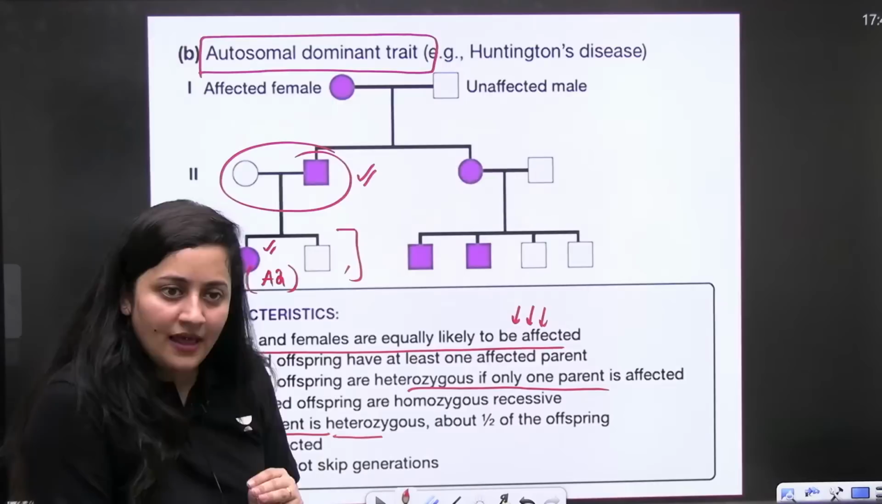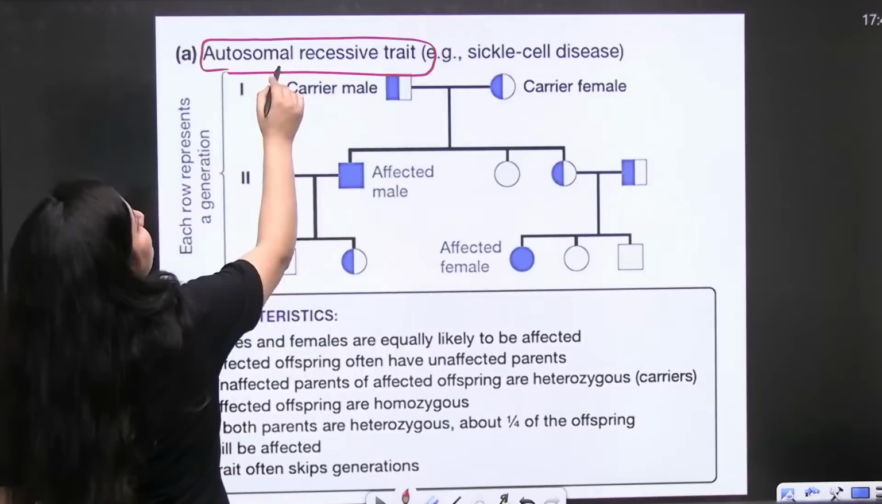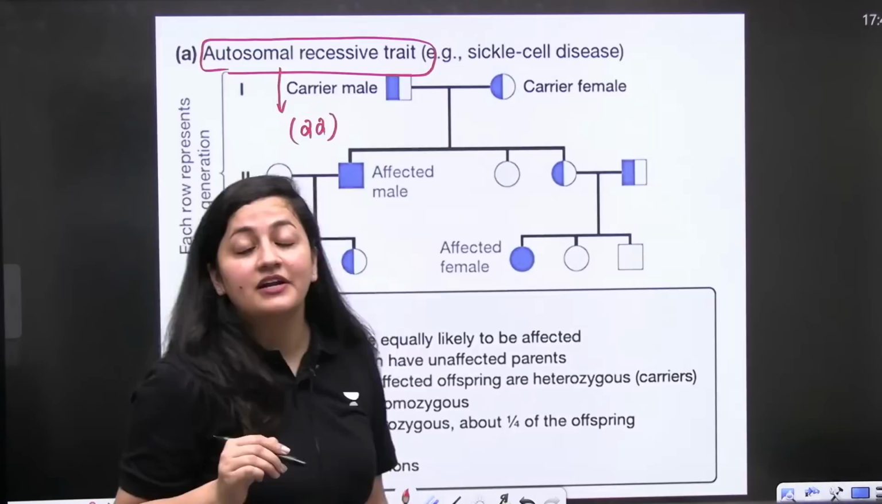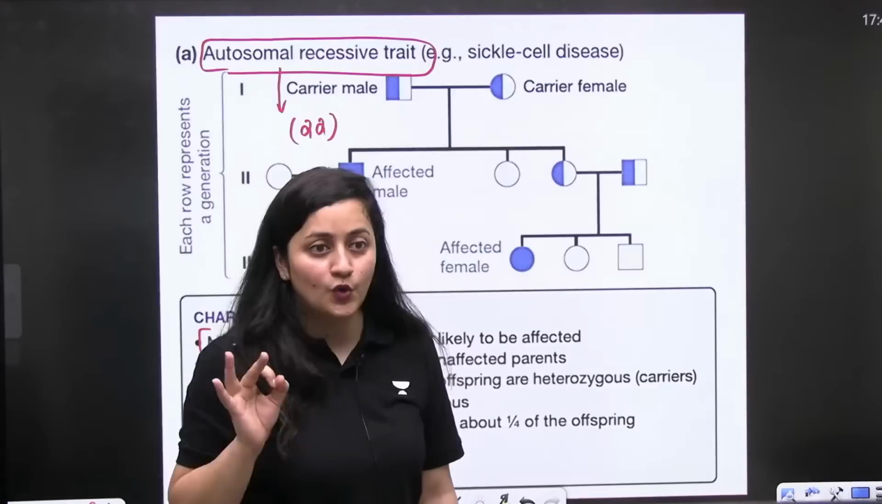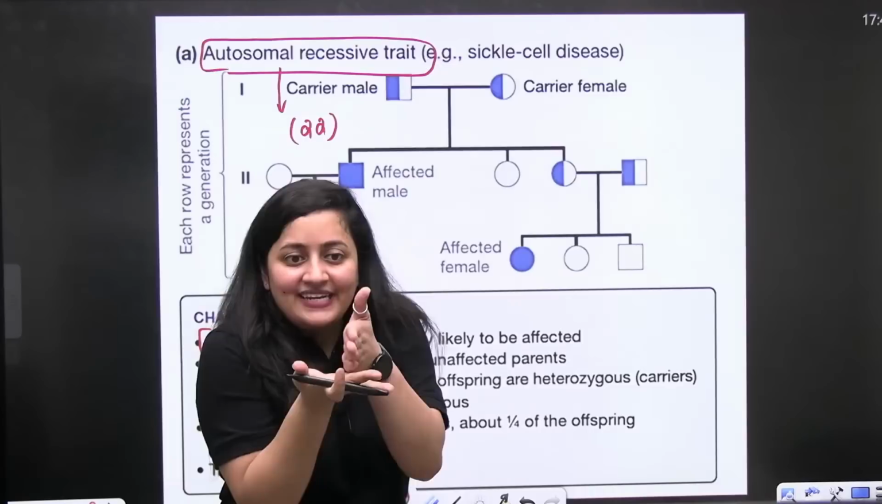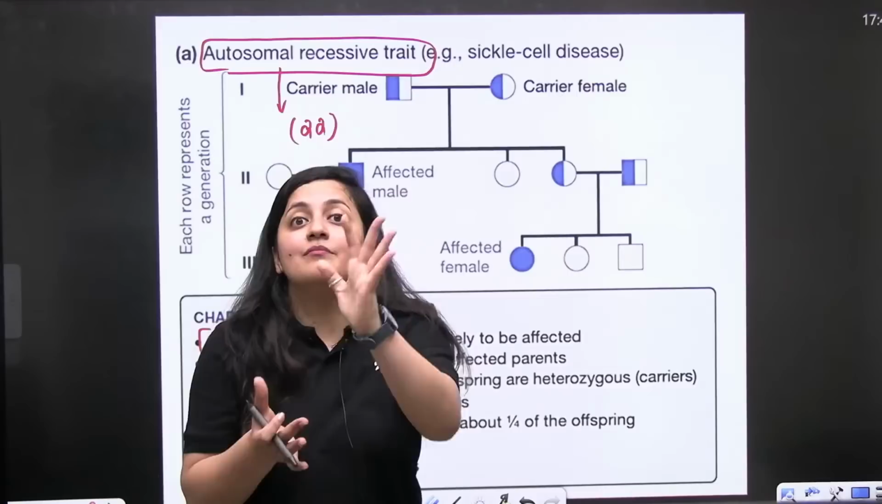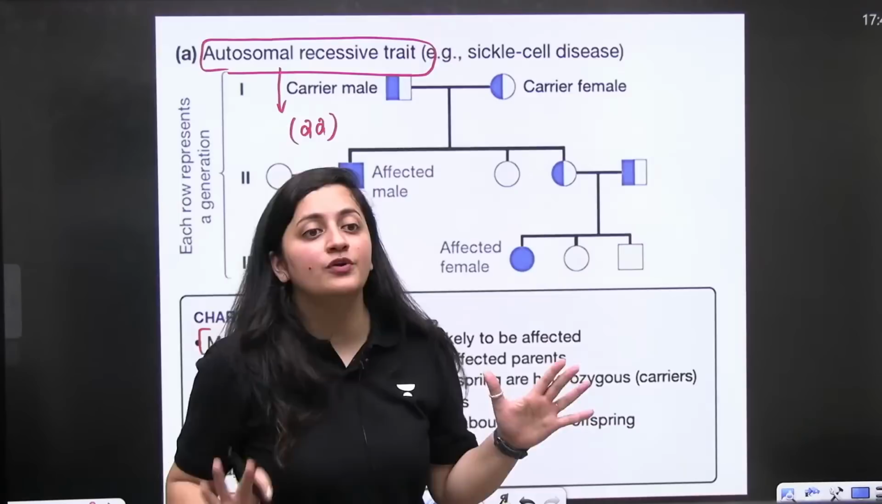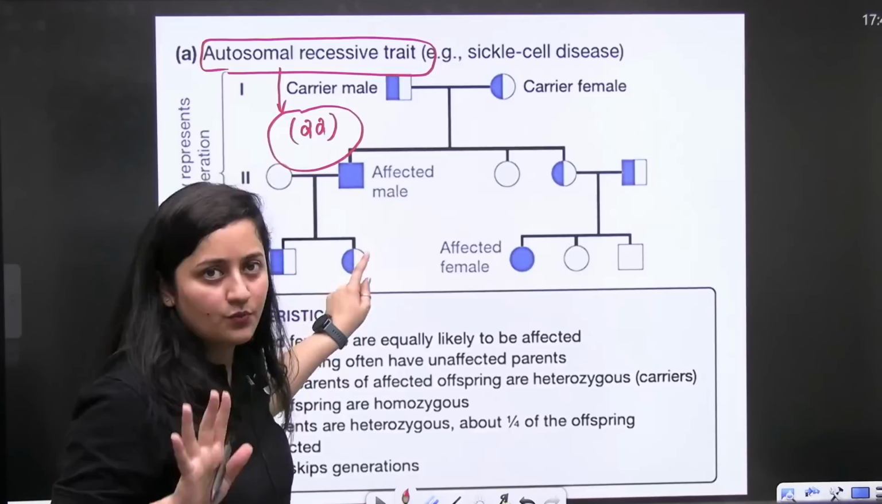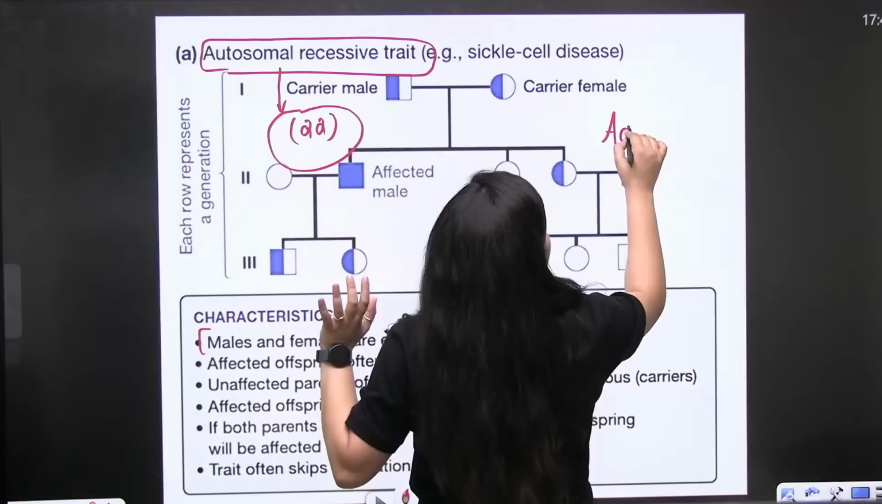So, when it is autosomal recessive, bachche, you know that only in the homozygous recessive condition can any recessive trait express itself. Don't you know that? If any trait is recessive, then only in the homozygous recessive condition will it be able to express itself. This is what you need to keep in your head. So, if this is the genotype, then definitely that character will express itself. But if it is this genotype, then obviously that recessive trait will not express itself.